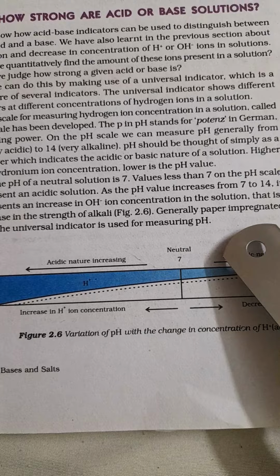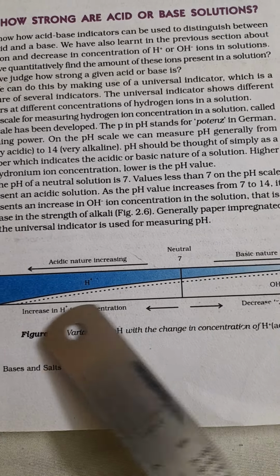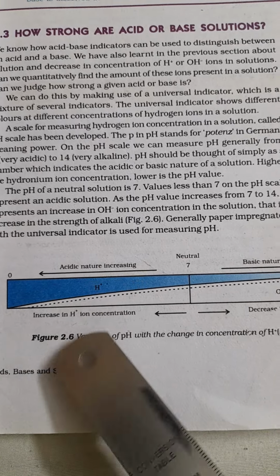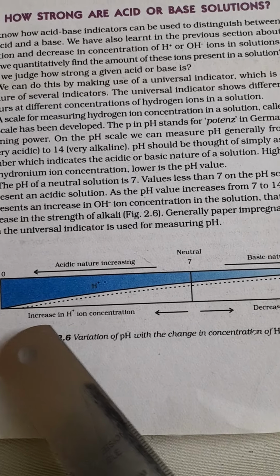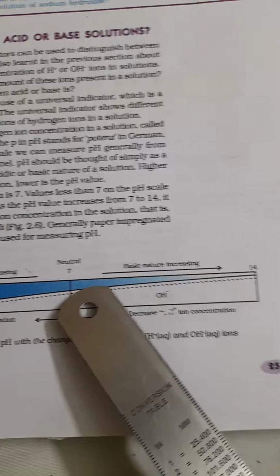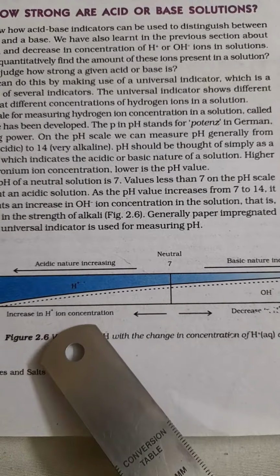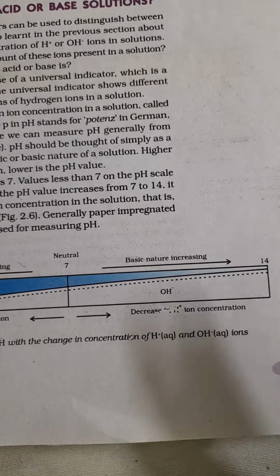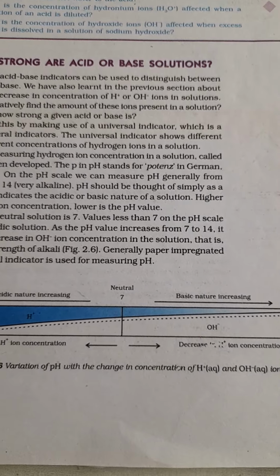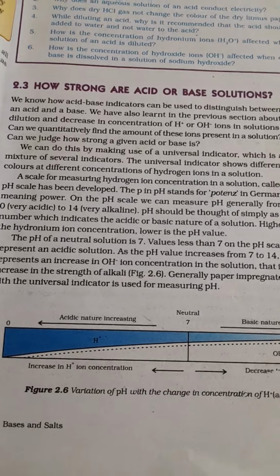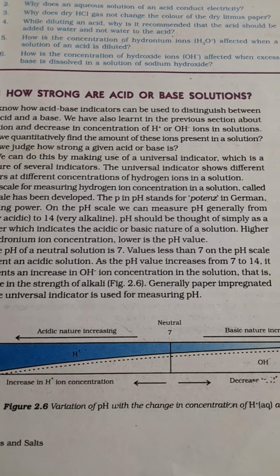See, neutral is 7, and less than 7, from here to the left side toward 0, means acid nature is increasing. And on the right-hand side, from 7 to 14, basic nature is increasing. Here with OH- and H+ ions, an increase in H+ ion concentration means a decrease in OH- ion concentration. I hope you have understood this concept thoroughly.